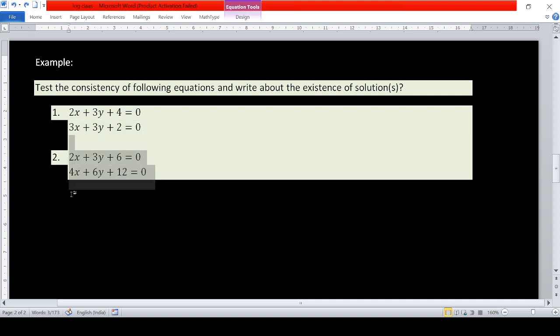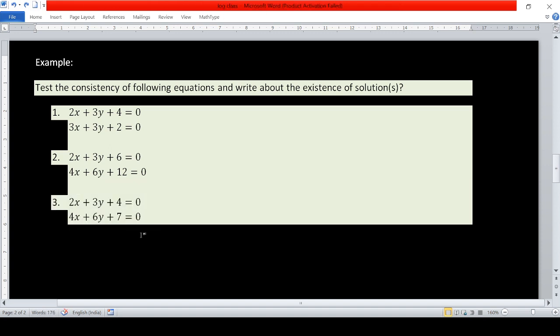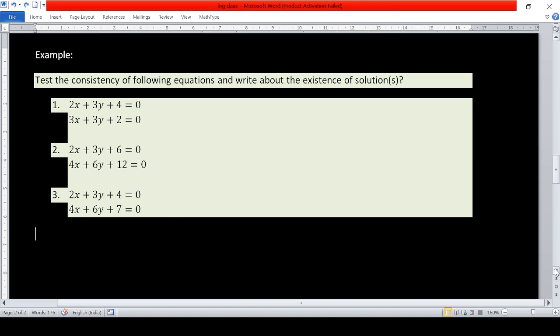Another system: 2x + 3y + 6 = 0 and 4x + 6y + 12 = 0. And another: 2x + 3y + 4 = 0 and 4x + 6y + 7 = 0. I took three systems because we have three cases, no? So these three systems are going to be taken for three cases. We'll find the solution.